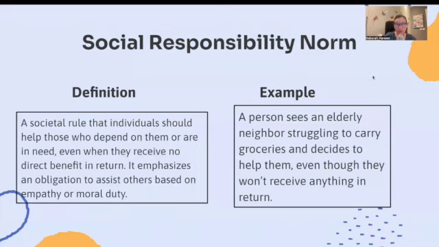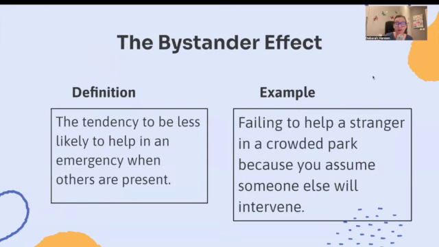Social responsibility norm. A societal rule that individuals should help those who depend on them or are in need, even when they receive no direct benefit in return. It emphasizes an obligation to assist others based on empathy or moral duty. So, for example, a person sees an elderly neighbor struggling to carry groceries and decides to help them, even though they won't receive anything in return. The bystander effect. The tendency to be less likely to help in an emergency when others are present. For example, failing to help a stranger in a crowded park because you assume someone else will intervene.